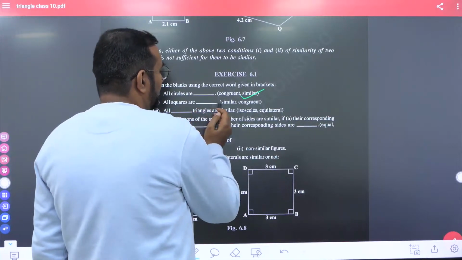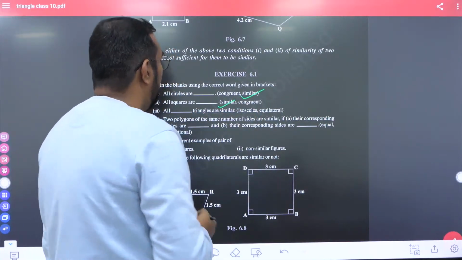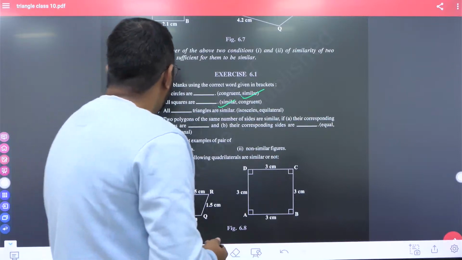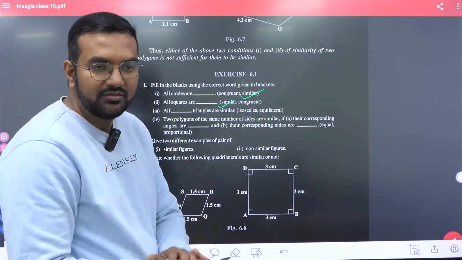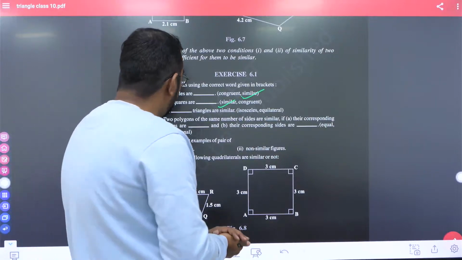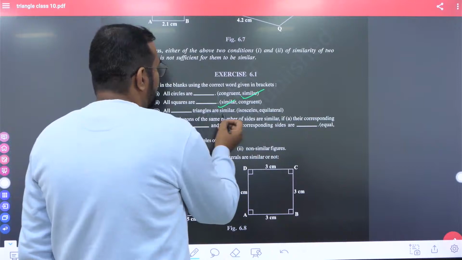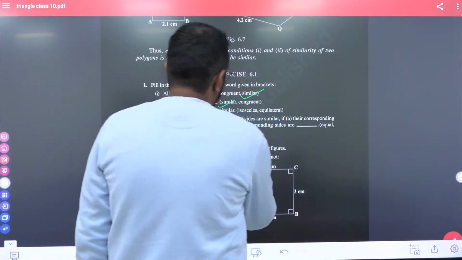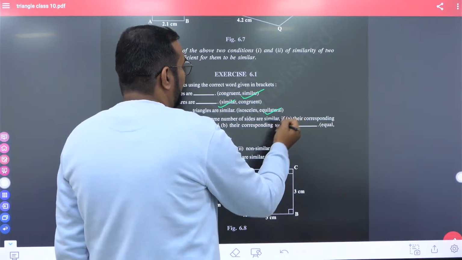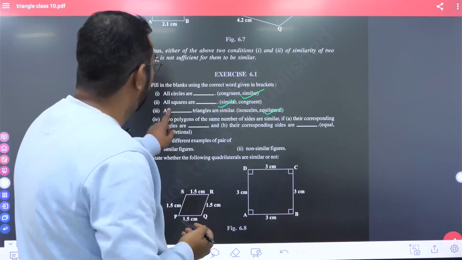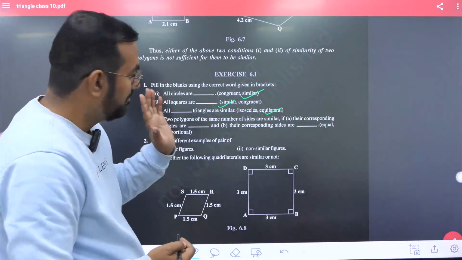All squares are similar or congruent? Similar, because all squares are similar. For congruency, their sides must be the same. It is not necessary that all sides of all squares are the same. All triangles are similar or isosceles or equilateral? All equilateral triangles are similar.